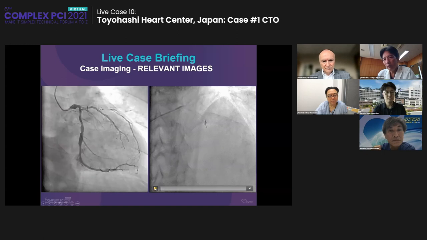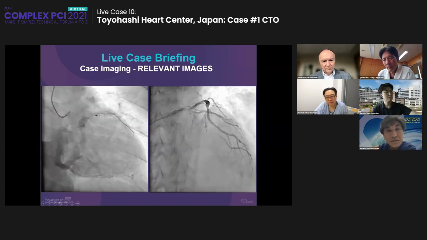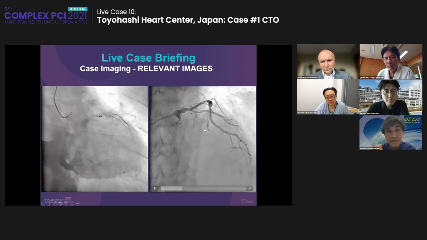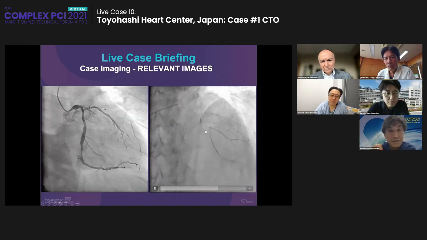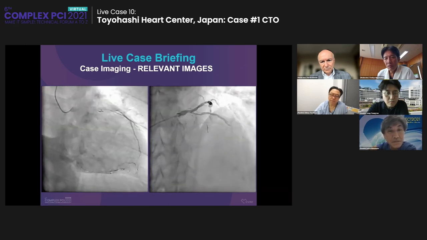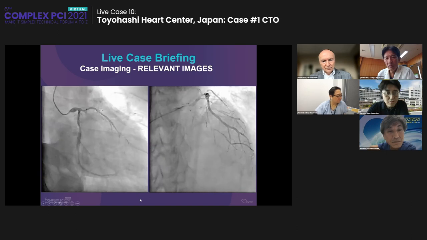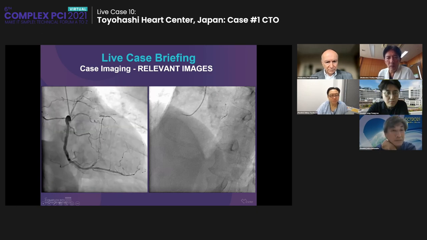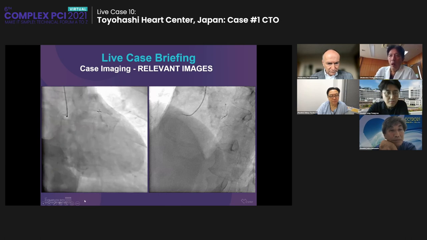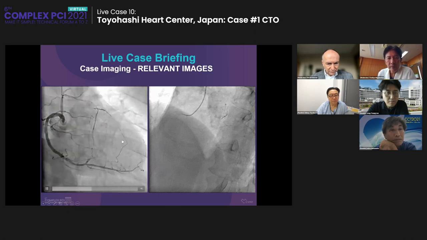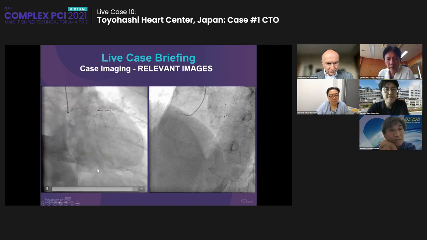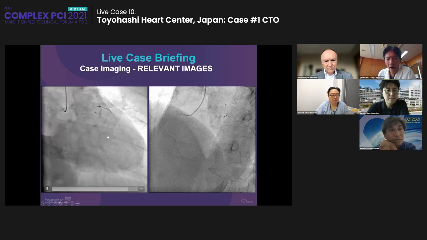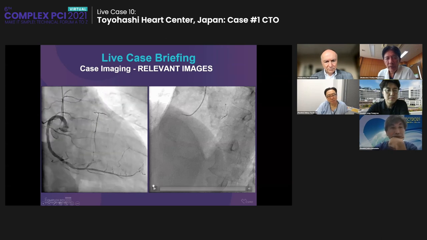And this is a cranial view. That is a diagonal branch, and you can see the tip of the wire. So this LAD CTO is also a little bit strange. I will show the details of the index PCI later. This is an RCA angiography, and there is a collateral from the PD branch to the LAD. The distal target of the LAD is very narrow, and you can see some collateral channels. This septal channel is very near to the CTO exit site. And there is some collateral from the PD branch to the LAD distal.